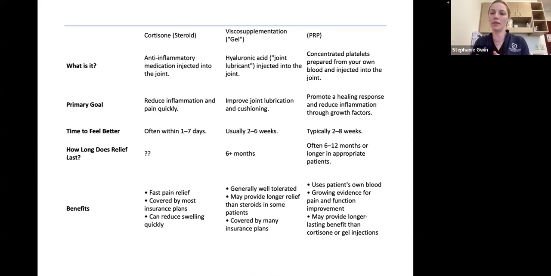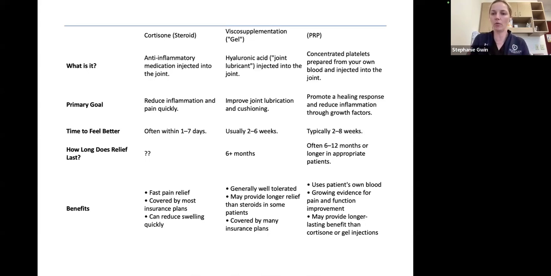Cortisone, the main goal is to reduce the inflammation and reduce it quickly. So if you come in today and you're in a lot of pain and you got to go do something next week, cortisone is going to be like the tried and true to get that pain down. Gel, I think about as more long term. It's typically done in a series of injections and it doesn't kick in until you complete the series. So again, I think of that more so as a maintenance injection.